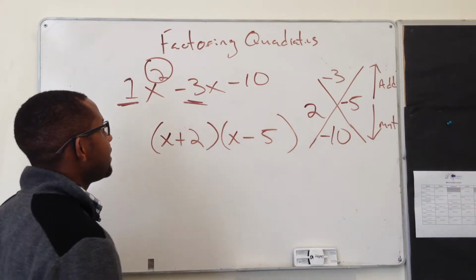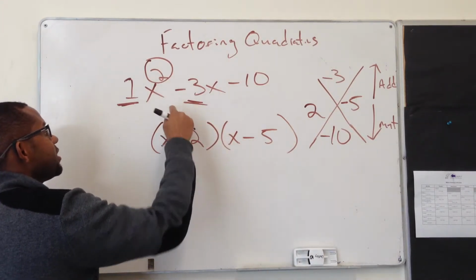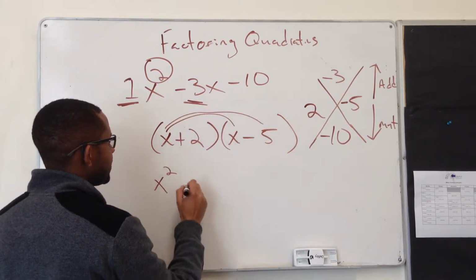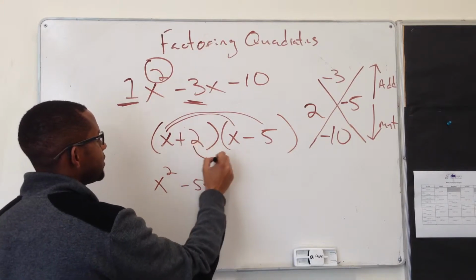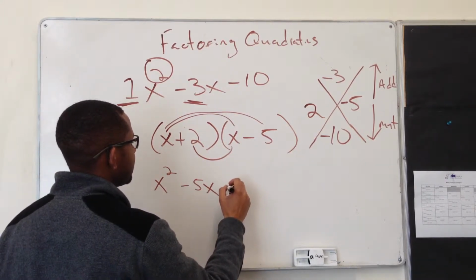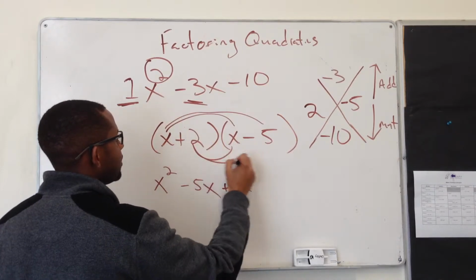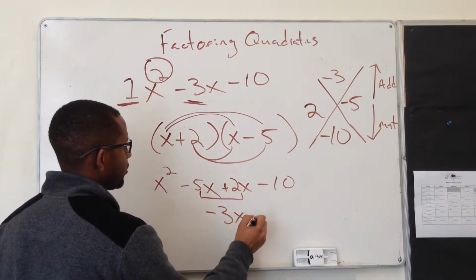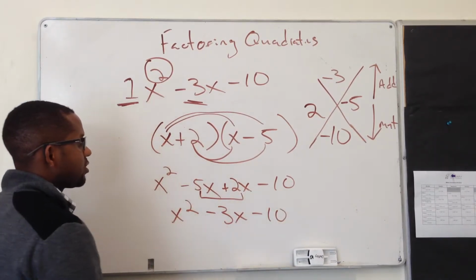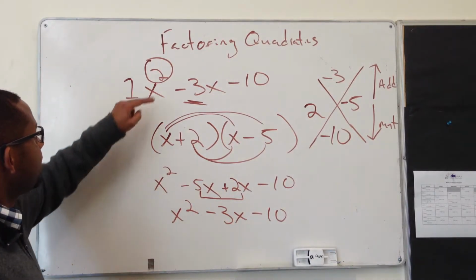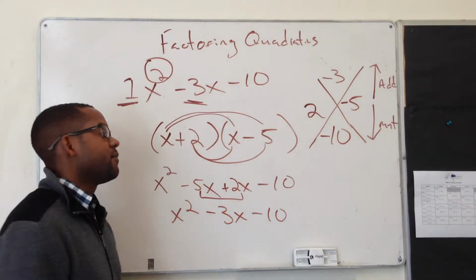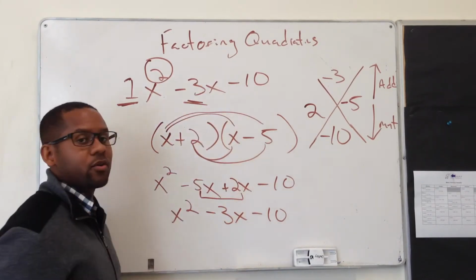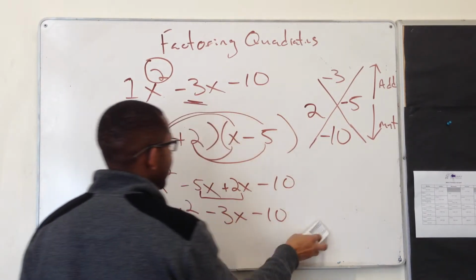This is the opposite of that double distribution. Let me show you how this brings me back here. Remember, x times x gives me x squared. X times -5 gives me -5x. 2 times x gives me 2x. And 2 times -5 gives me -10. When I combine my like terms, x squared minus 3x minus 10 brings me back to my original. These are the same thing. This is the factored form. This is the multiplied out form. So I'm just moving backwards. Okay? And I can use this chart to help.